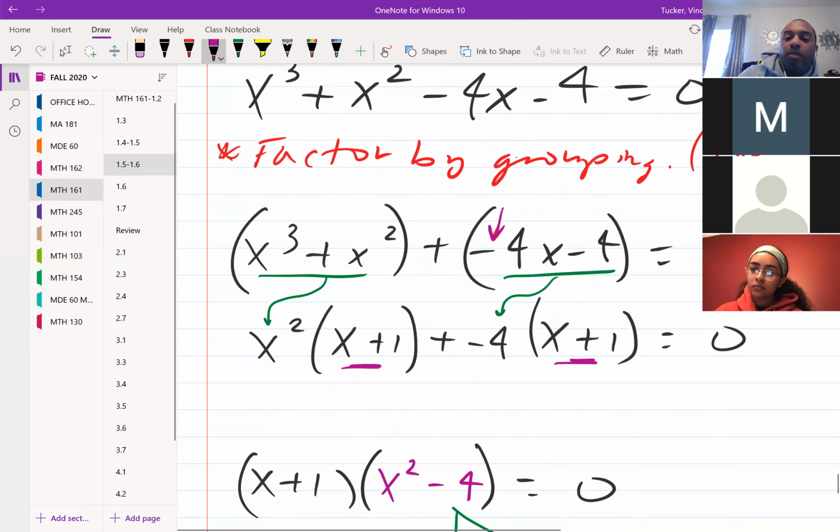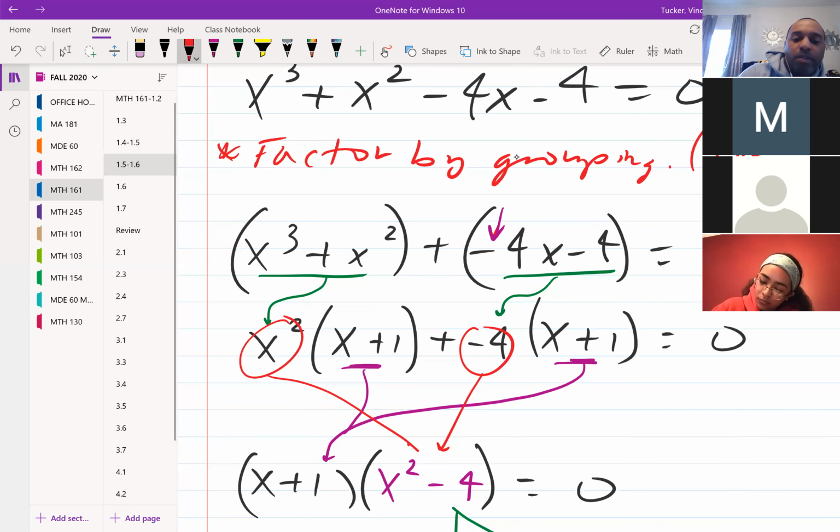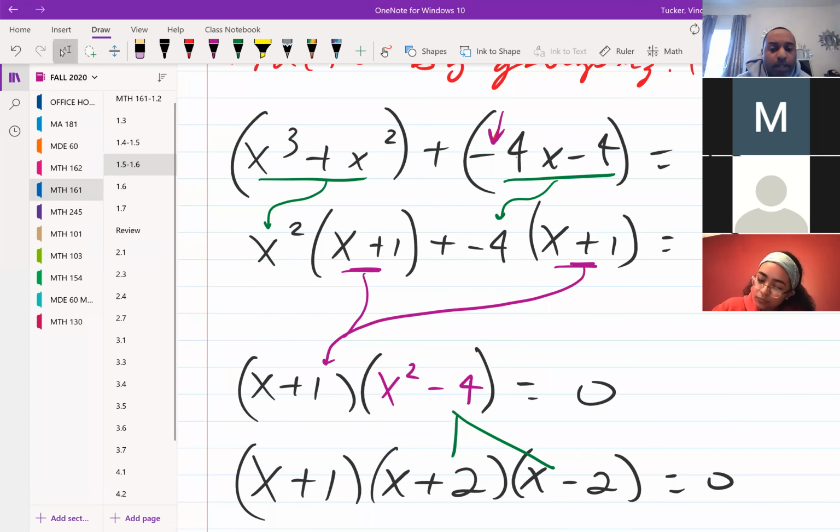But what you're going to do is, now that you have x plus 1 in common with both, you can bring x plus 1 to the front. And then you're left with x squared minus 4. And that's what happened down here. All right. And then x squared minus 4 is another difference of squares, like when we talked about the x squared minus 9. So that breaks up into x plus 2 times x minus 2. And now we have factored completely.